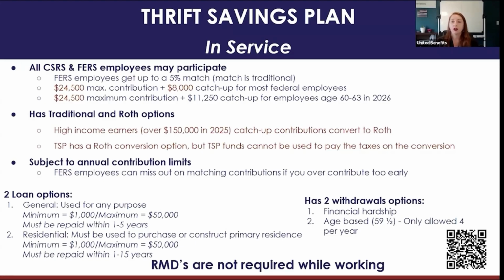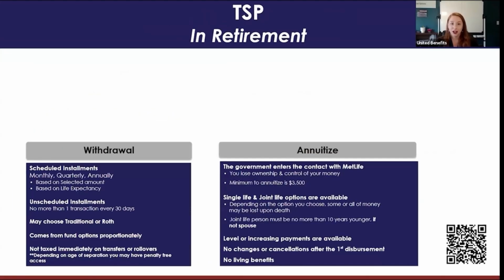Typically, you also have 2 withdrawal options while you're employed with the federal government. Those are financial hardship withdrawals, and then of course your age-based in-service withdrawals. And you have only 4 withdrawals per year that you can make with the age-based in-service. And let's just be mindful of your required minimum distributions, which are not required while you're working. So anybody who has met that RMD age, you do not have to take RMDs from your TSP while you are still working. Of course, in retirement, that changes, right?